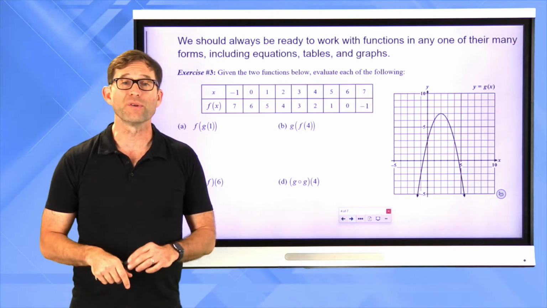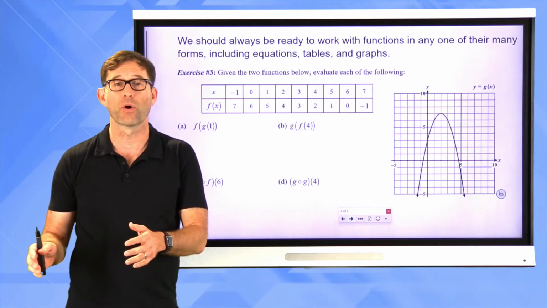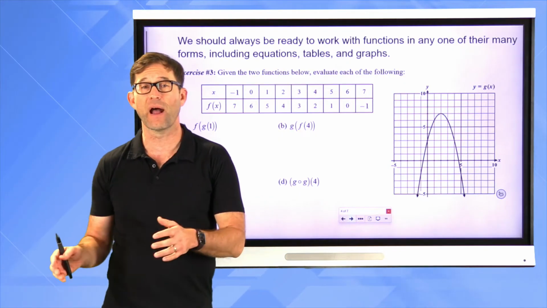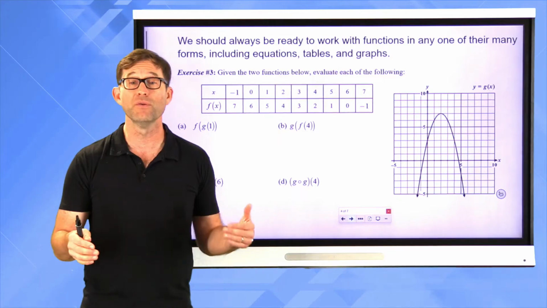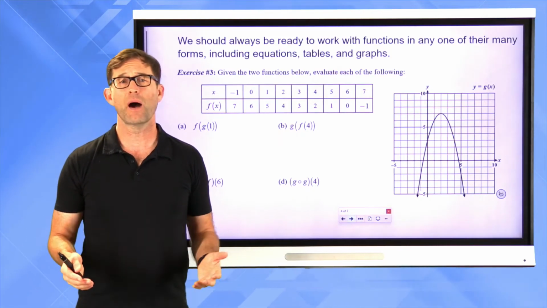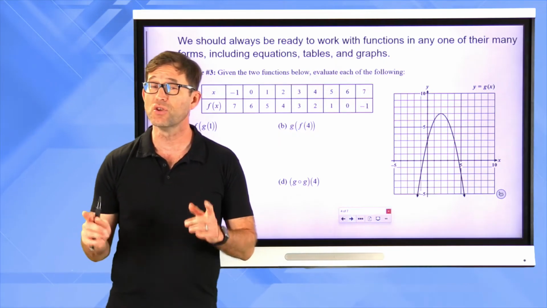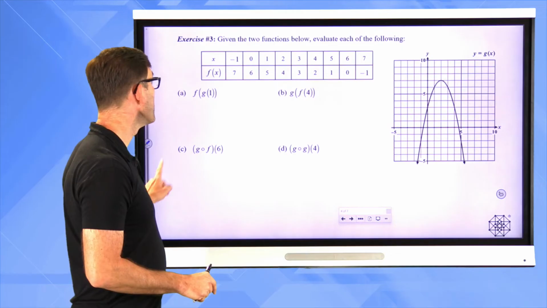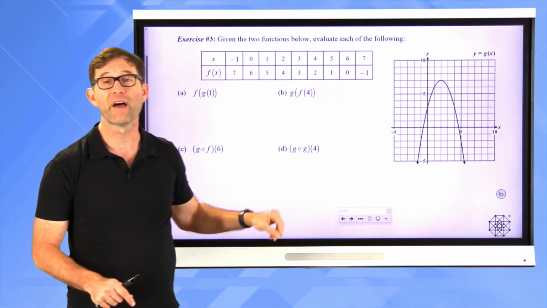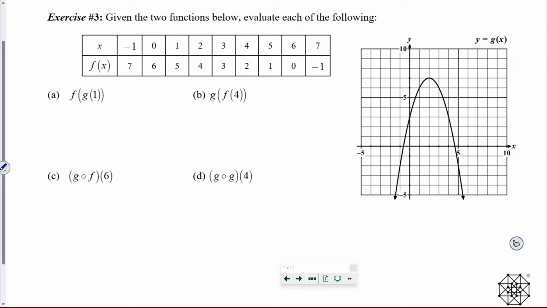Now, we should always be ready to work with functions in any one of their many forms, including equations, tables, and graphs. Up to this point, with composition of functions, we've only used equations, and they're the most common way functions are represented. They're not necessarily the easiest things to use, though. Now, let's look at a problem where we've got both a table for f of x and a graph for g of x. Let's take a look.